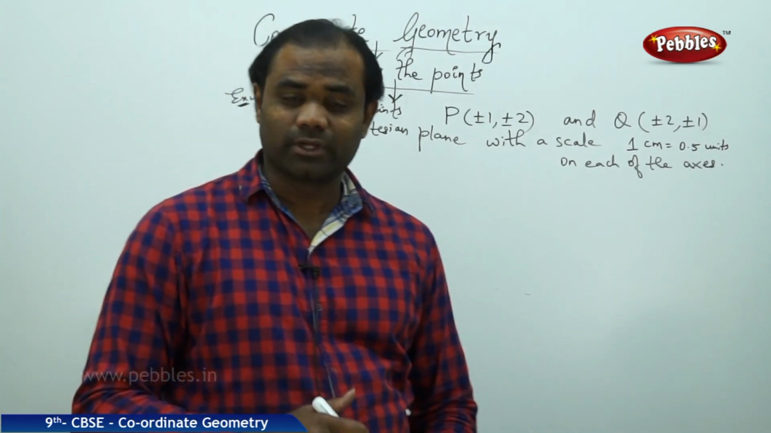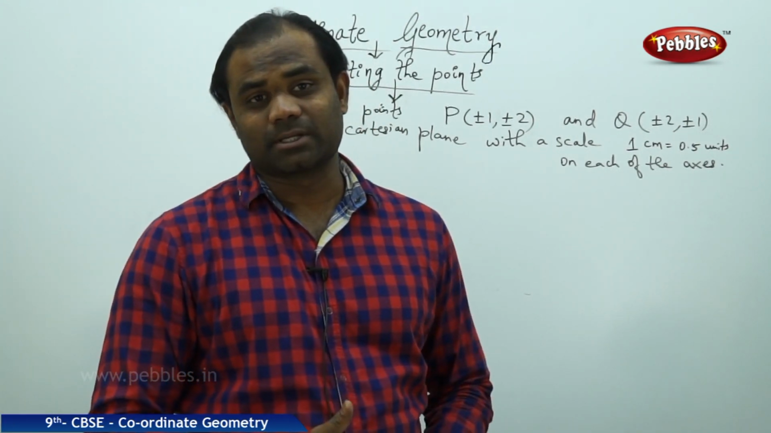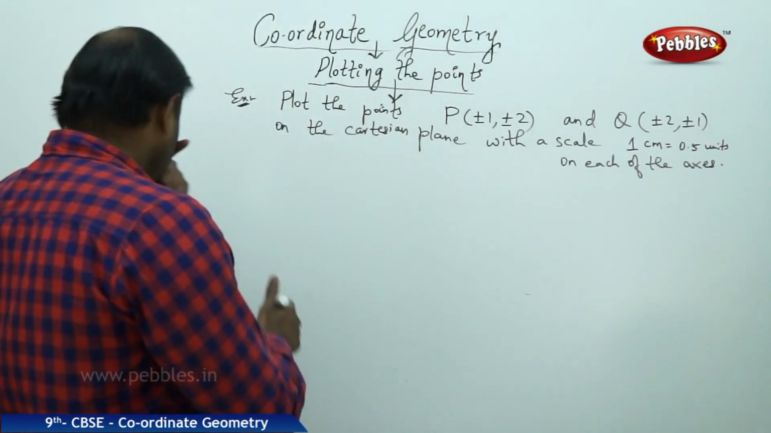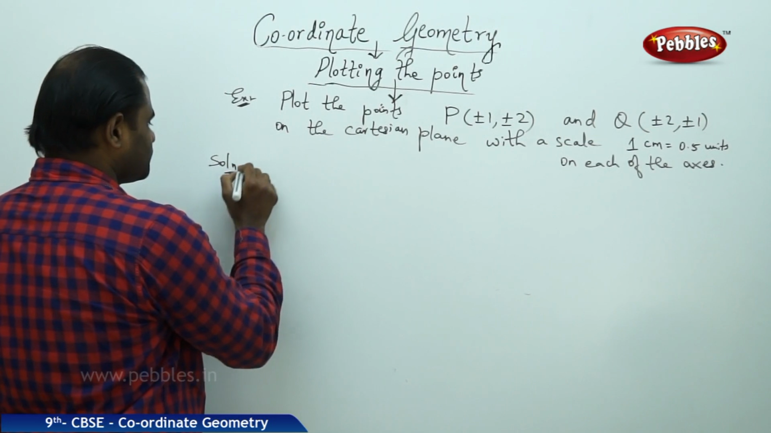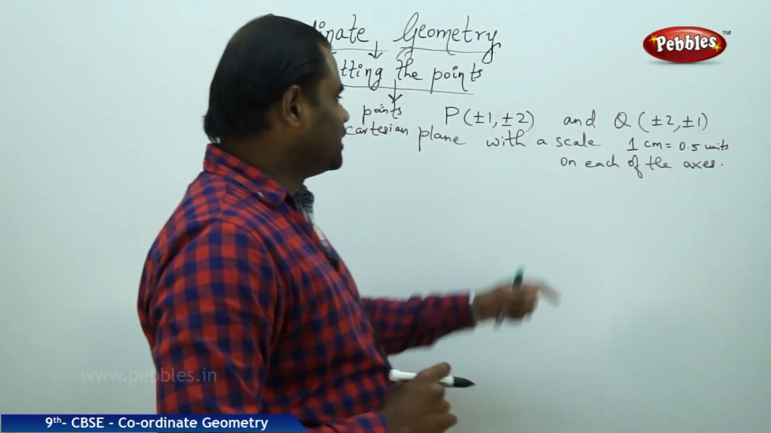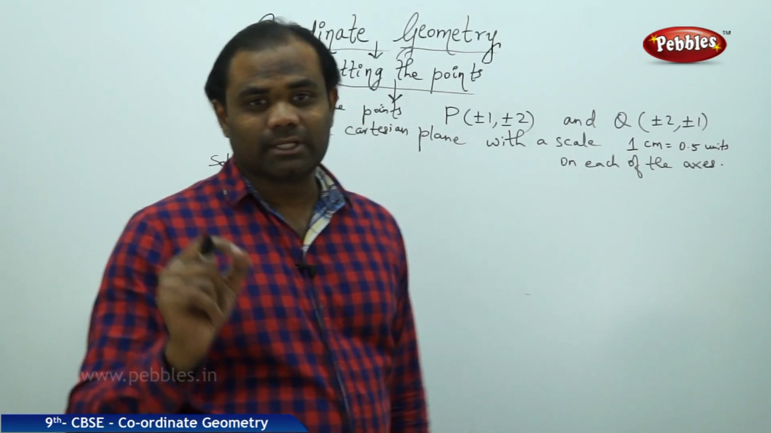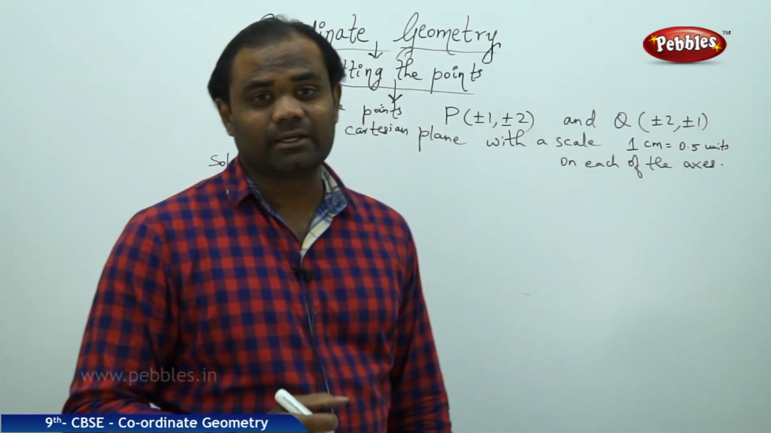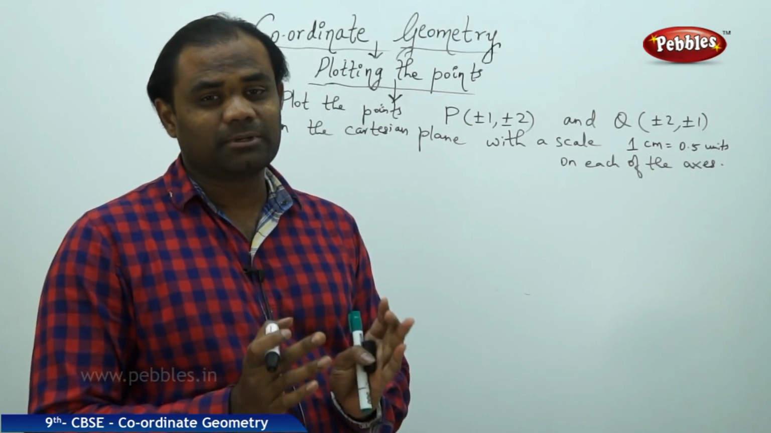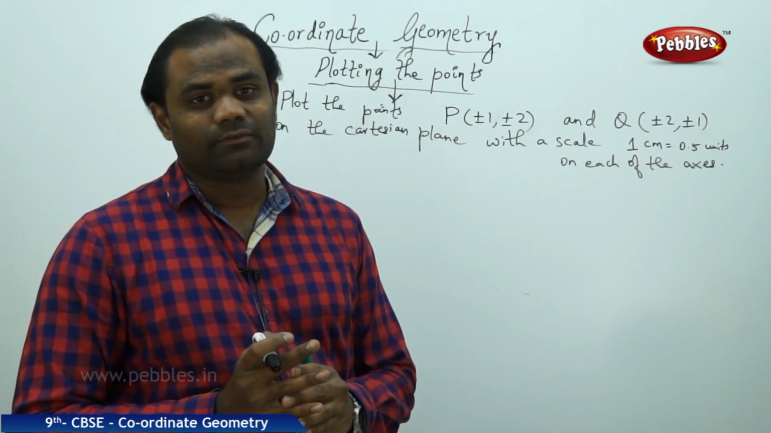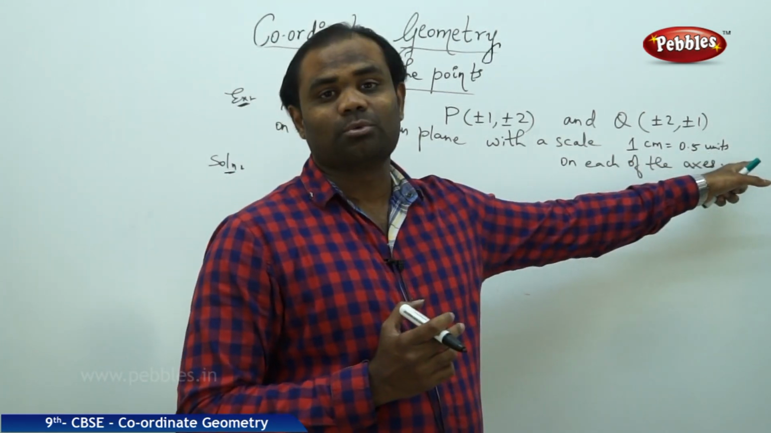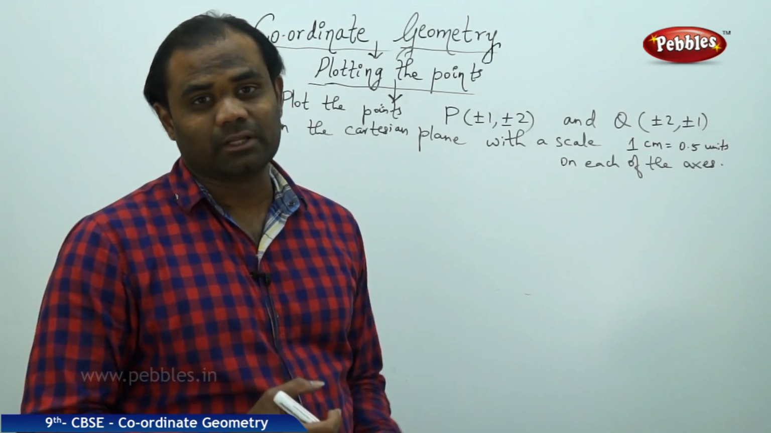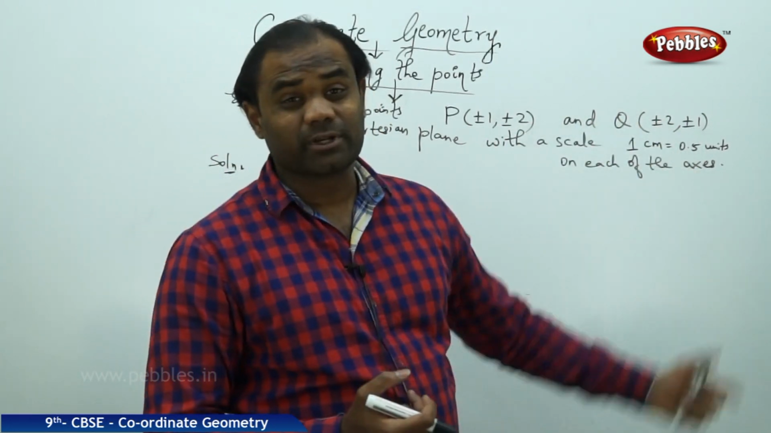So let's see how we can do this problem through the scaling concept and locating the points exactly on the graph sheet. Now that it's given clearly with the scale that 1 centimeter is 0.5 units on both the x and y axis, we take 1 centimeter of the grid to be subdivided with each unit being a 0.5 unit difference. So let's see how we can make the scale before we locate the points P and Q.